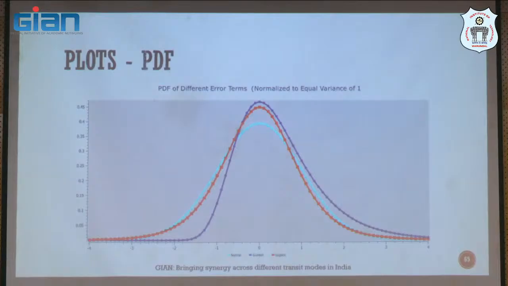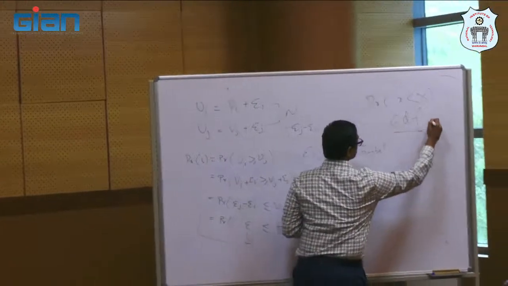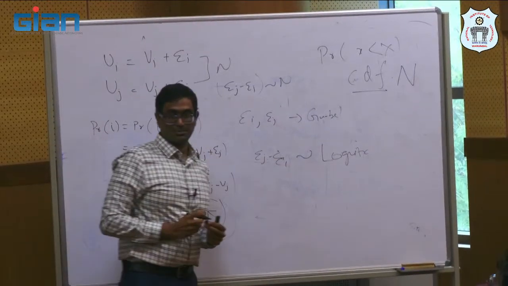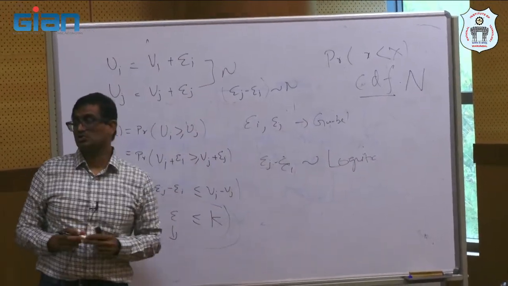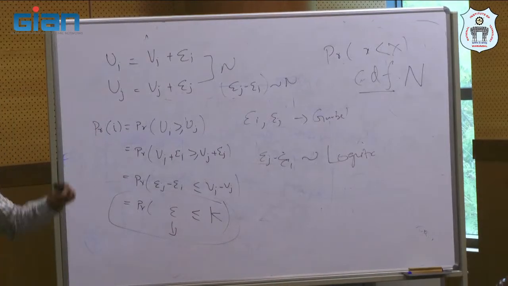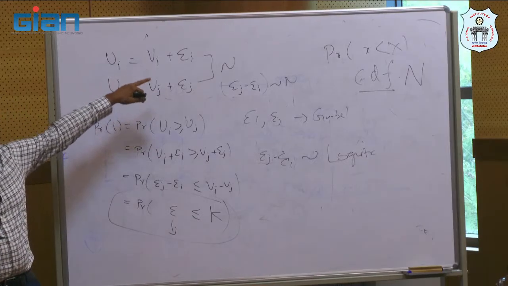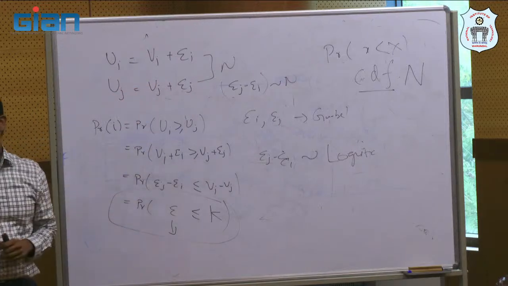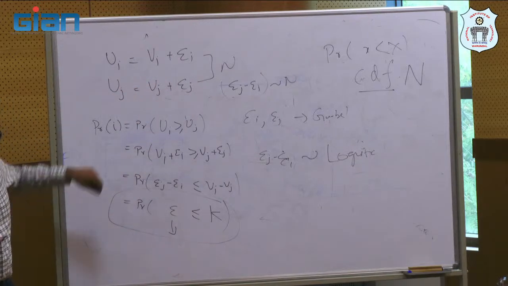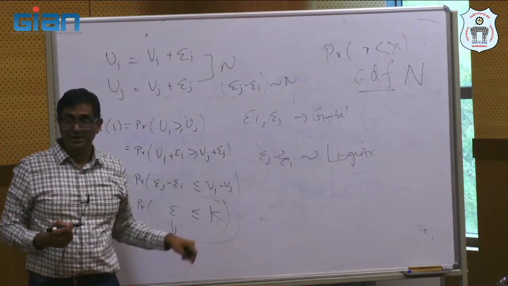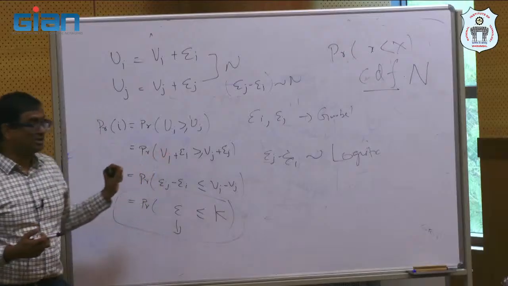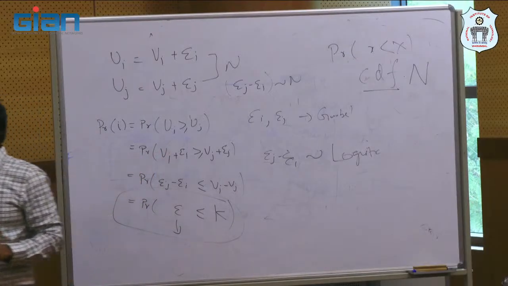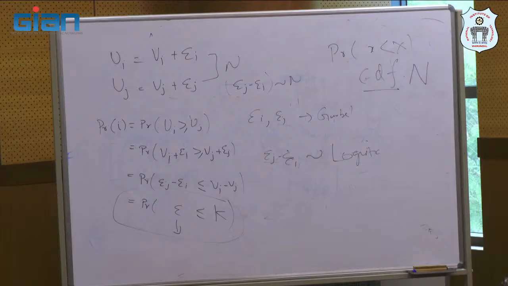If I assume epsilon I and epsilon j to be normal, this CDF function will be the CDF of a normal distribution. That gives rise to what is called the binary probit model. When you have two alternatives and both error terms are assumed to be normally distributed, you end up with the CDF of a normal, the binary probit model. Now, if I assume epsilon I and epsilon j to be Gumbel distributed, I get a logistic distribution that gives rise to a binary logit model, and it also gives you a nice functional form. I'll show you that.